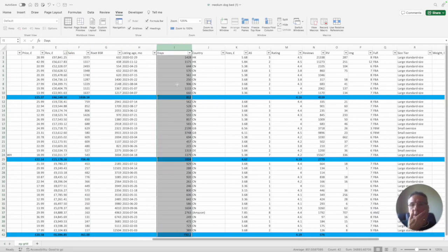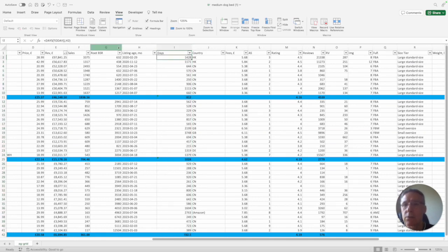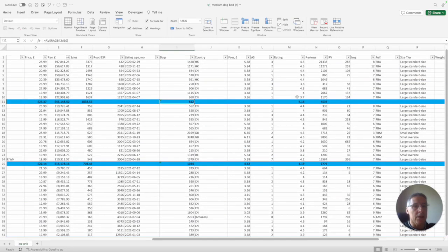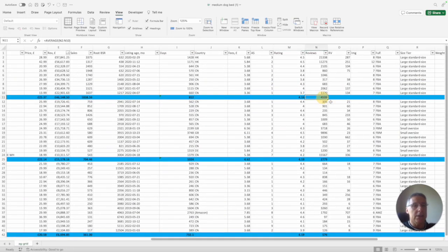That's something else that I didn't mention earlier, but what you can do is you can use this formula. So you've got the listing age. So this was 29th of February 2020, and what you can use is this formula, which counts the number of days between today and this date here, and then that will tell you how old it is. So the average listing for that is 812 days on average, and then you can do average ratings and average reviews.